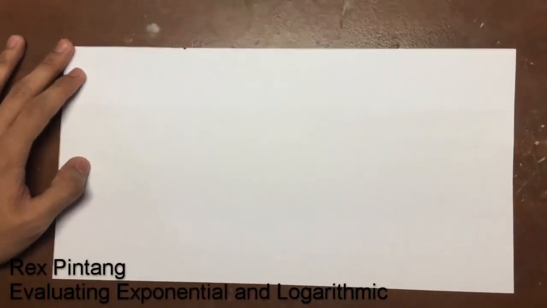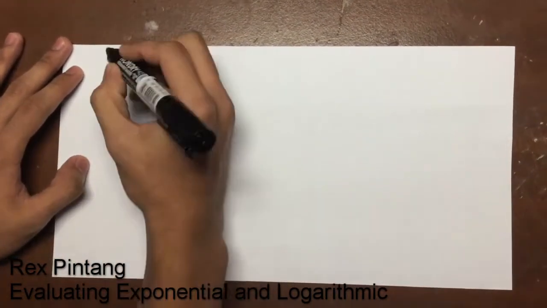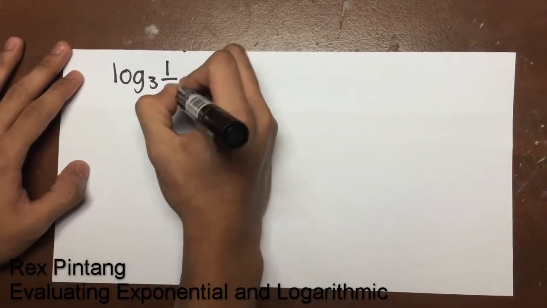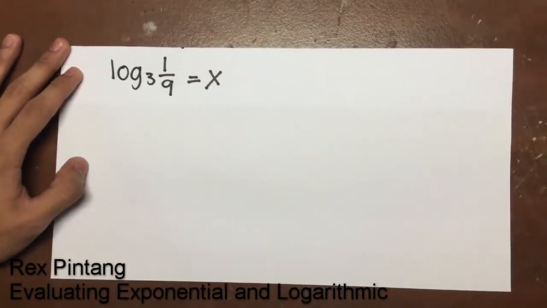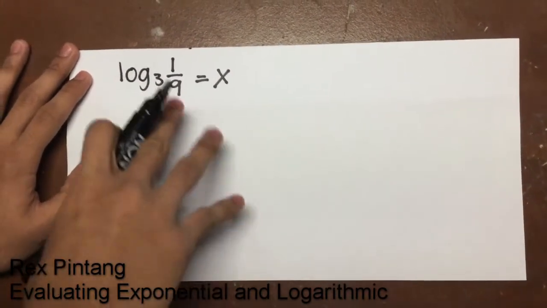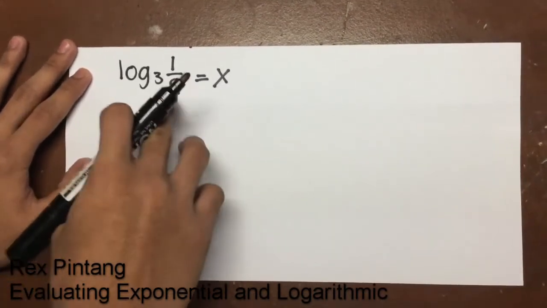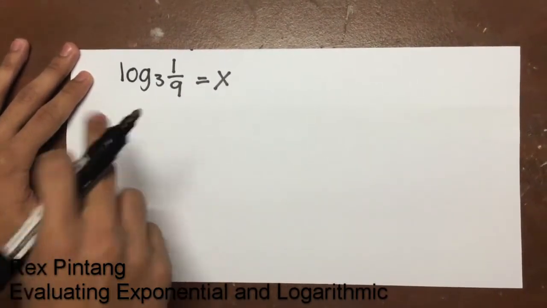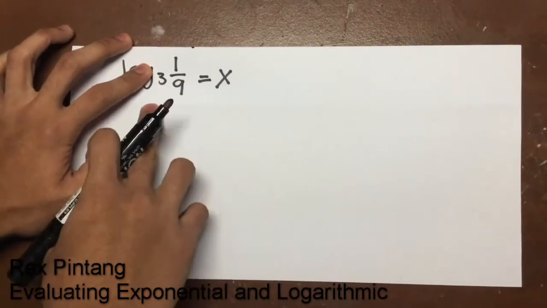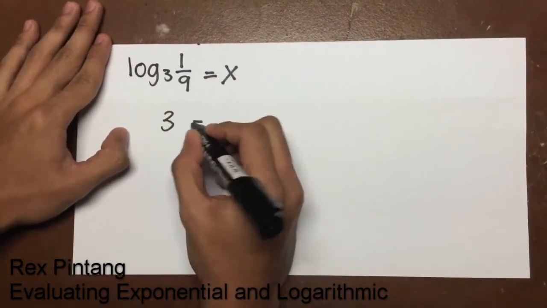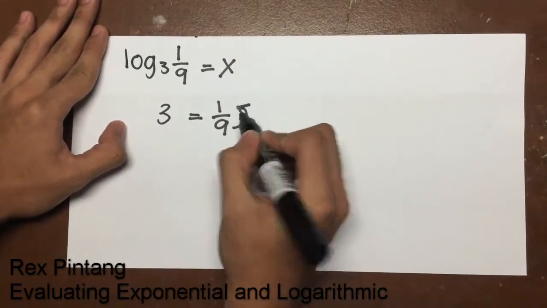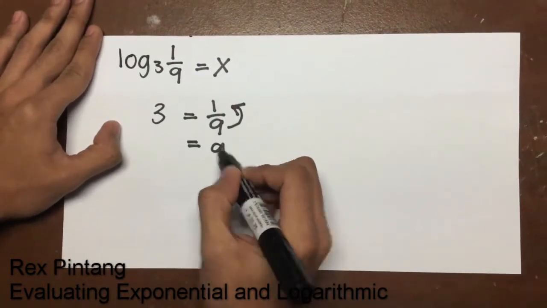This is another way of solving logarithm functions. So first, let's have a given. Log base 3 of 1 over 9 is equal to x. So if your argument is a fraction, you have to convert it into a whole number. So how are we going to convert it? You have to reciprocate it first, because we need to have the same base. Your base is 3, so we need to get the same as 3. So 1 over 9, you have to reciprocate it first. So that will be 9.